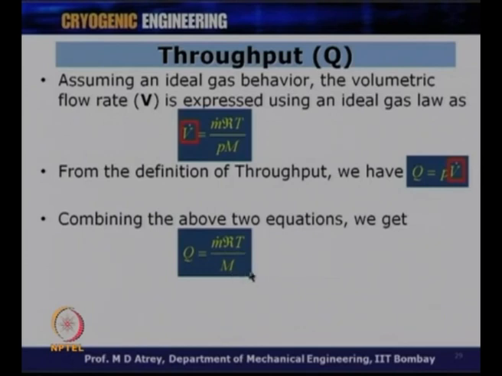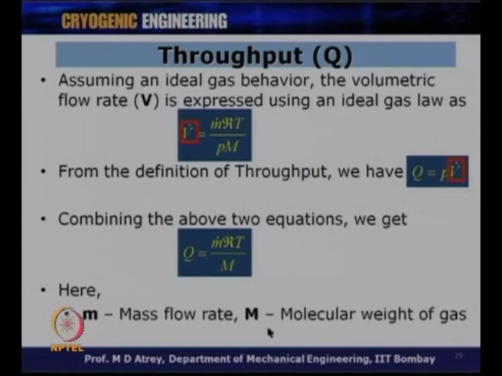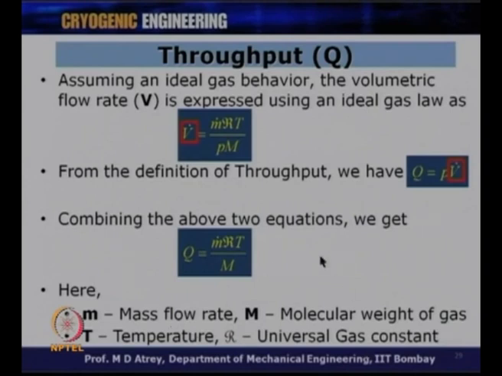So, I got a relationship between mass flow rate, specific gas constant and temperature, and the value of Q. Here m dot is the mass flow rate, capital M is the molecular weight of the gas, T is the temperature, R is the universal gas constant.